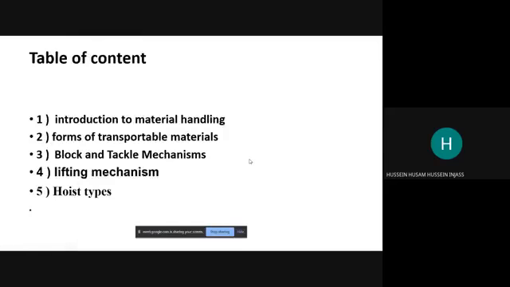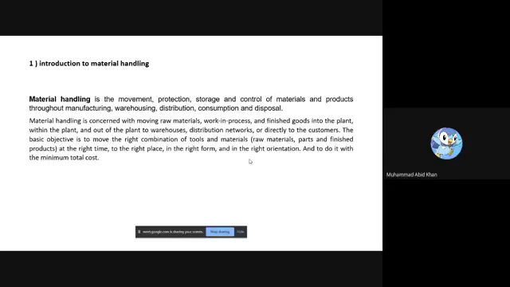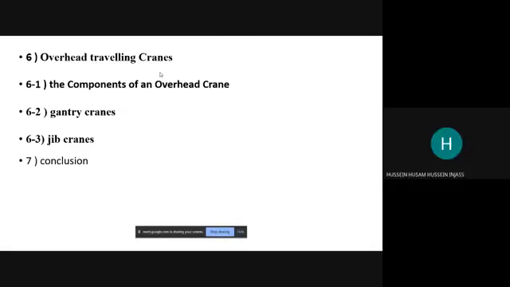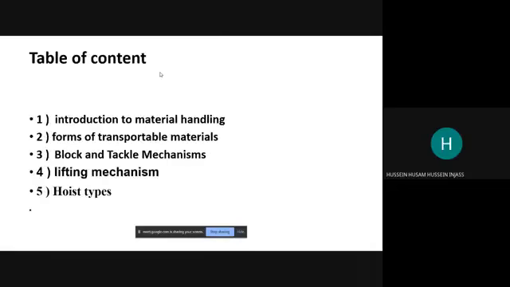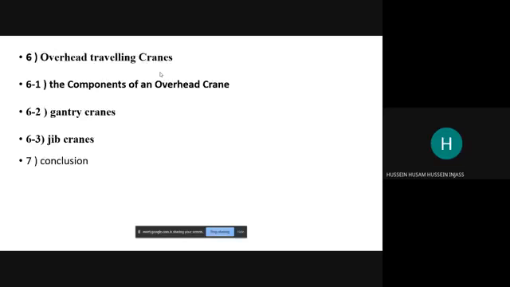And this is the table of contents. Can you read the table of contents? Okay. 1. Introduction to material handling. 2. Forms of transportable materials. 3. Block and tackle mechanism, lifting mechanism, hoist types, overhead traveling cranes, the components of an overhead crane, gantry cranes, jib cranes, and conclusion.